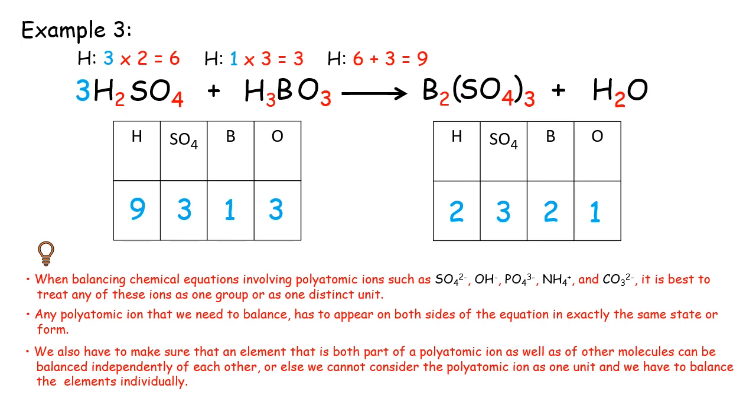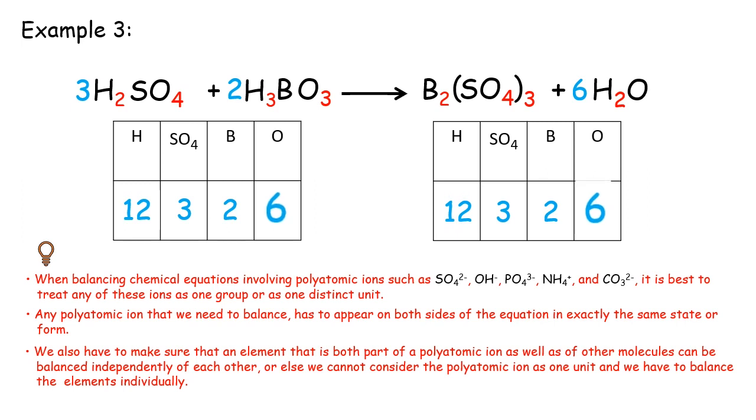Next, we will balance boron by multiplying boric acid by 2, giving us 2 boron atoms on each side, and 6 oxygen and 12 hydrogen on the reactant side, 6 hydrogen atoms coming from sulfuric acid and 6 from boric acid for a total of 12. We are now left with only hydrogen and oxygen to balance. We can balance both by multiplying water with a coefficient of 6, giving us 12 hydrogen and 6 oxygen atoms on both sides of the equation. We now have a balanced chemical equation.